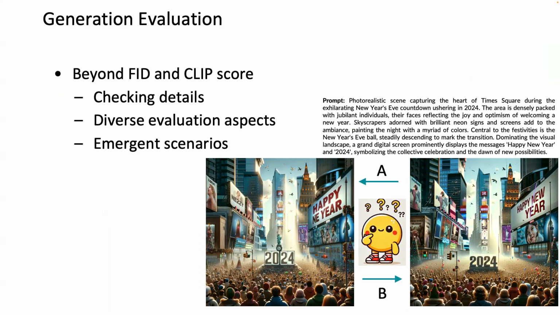So just have a look at these bottom two images generated by two different model variants. The prompt is a descriptive prompt shown here, which might be a little bit too long, but the key concept is we try to generate a scene at New York Times Square, celebrating the new year of 2024. It also indicates that the screen on the right side should write Happy New Year, with some other details. So you can take a second to think about A or B, which one would you prefer?